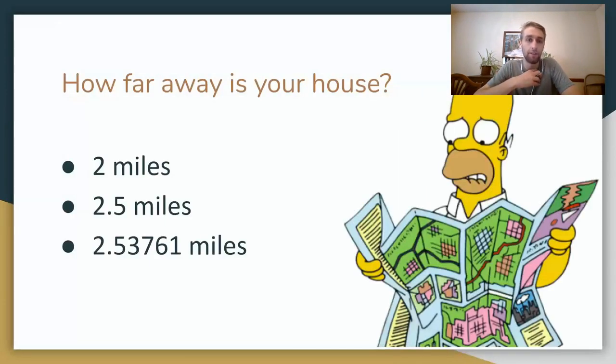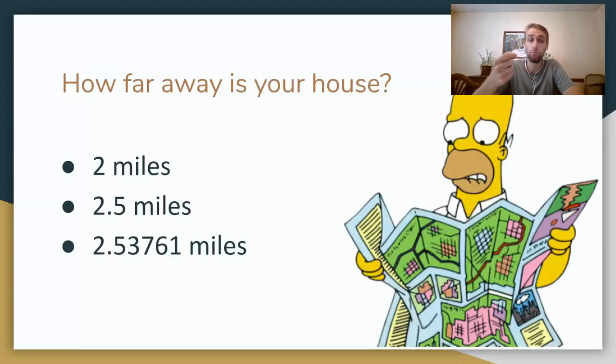Here's another example. Say someone asks, how far away is your house? And you get a couple different answers. Oh, my house is 2 miles away. If someone tells you that and you're trying to go to their house and you're looking at your GPS or the odometer on your car or whatever, and you go about 2 miles, maybe it's a little more, maybe it's a little less, but you think you see their house, you're probably right. They just said 2 miles. If someone says, oh, my house is 2.5 miles away, that's a more precise answer. So that tells you that it's very close to halfway between 2 and 3 miles away.